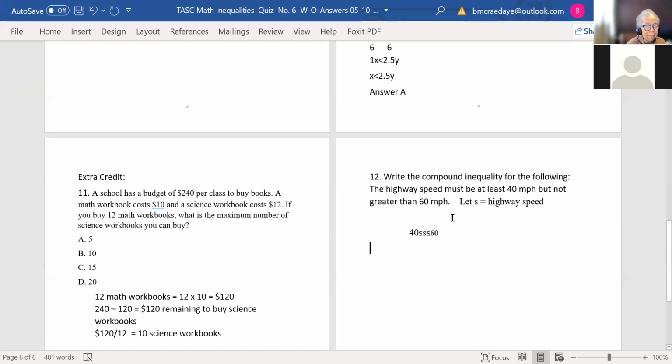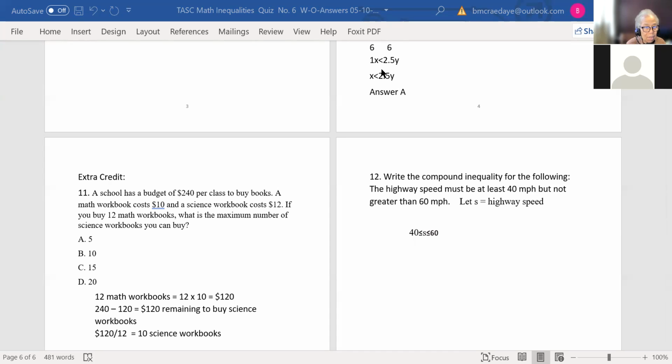Don't worry so much about the compound because I just want you to know it exists and to show you some examples, but we won't really be doing too much of that. Inequalities can be combined to have two or more inequalities linked together to make a compound inequality. All right, let's go to a new share and let's look at some algebra.